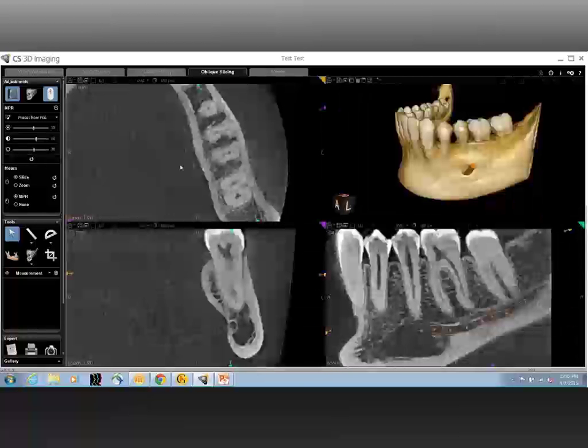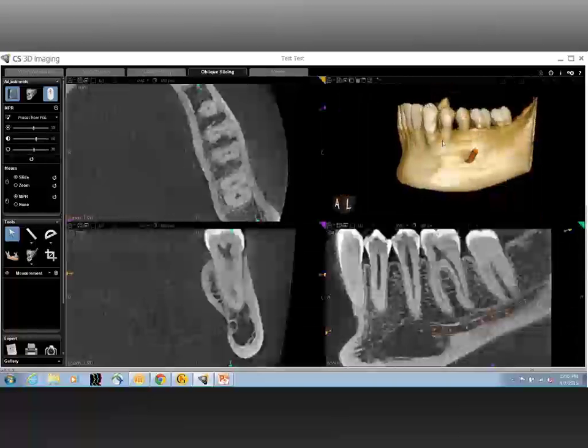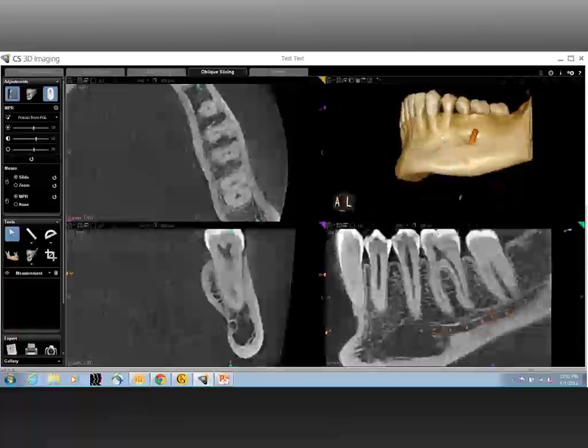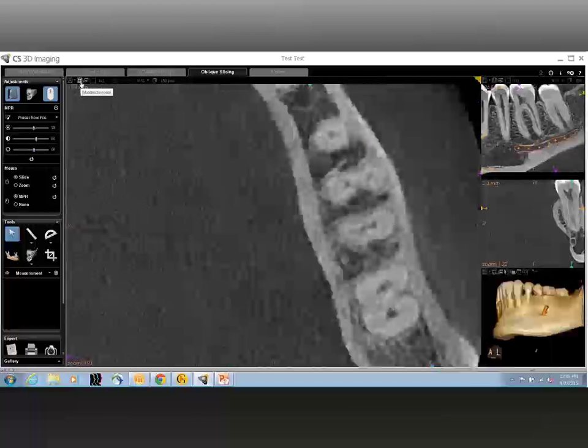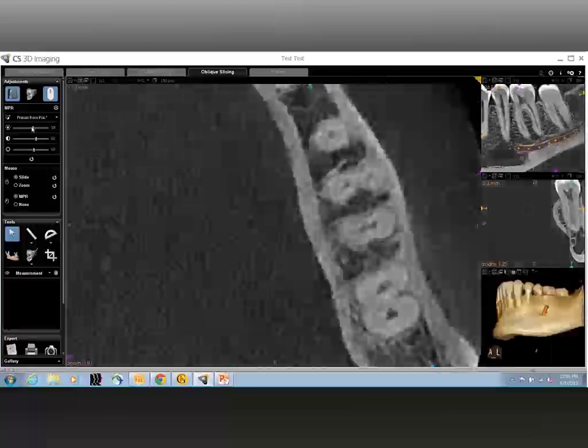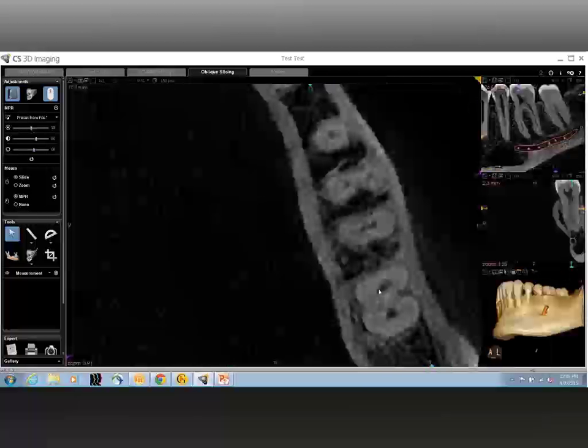Those are two parts of the question. I'm going to take the first part first, which is about the PDL. One of the limitations of CBCT is that it cannot see soft tissue structures, and it should be duly noted that you will not be able to visualize the PDL as such, just like in any other radiograph. What we are able to see is the PDL space.